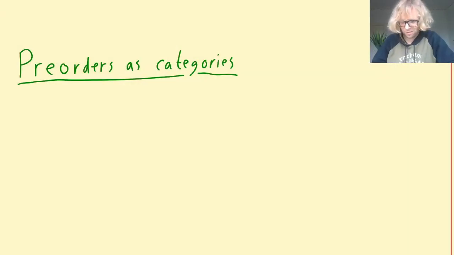Ahoy, ahoy, ahoy, ahoy. Let's look at one final example of a category. So this time I would like you to think of your favorite preorder.